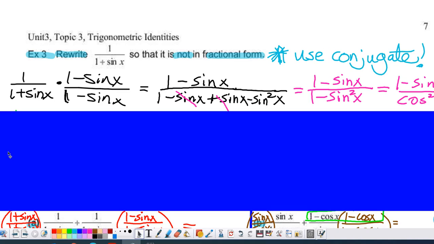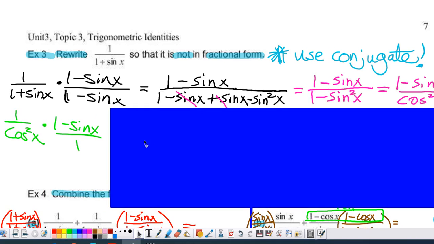So what I'm going to do here is, since I don't want it in fractional form, I am going to use my Pythagorean identity to substitute 1 minus sine squared x with cosine squared x.